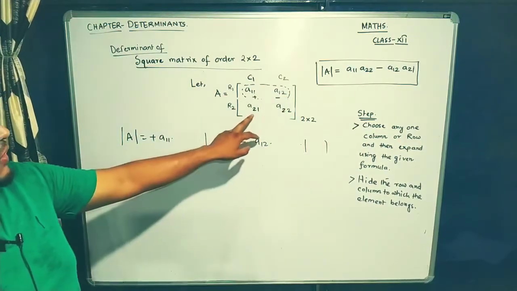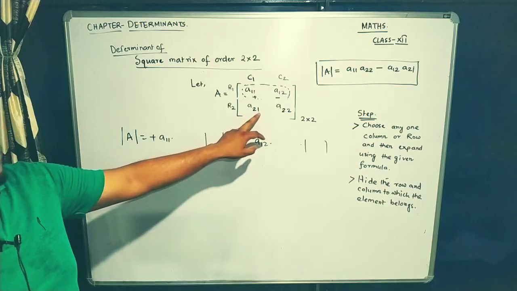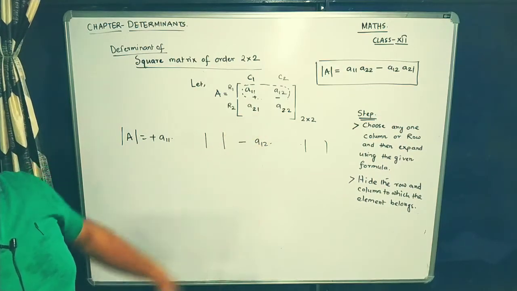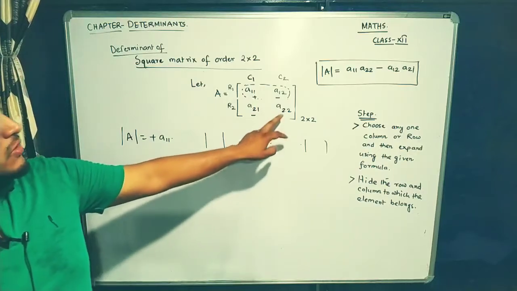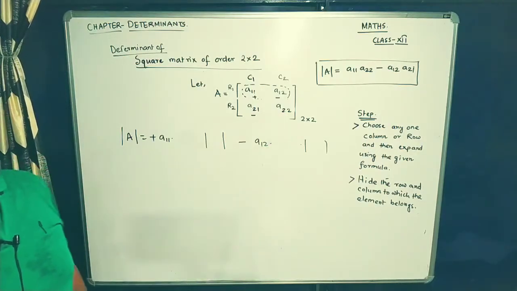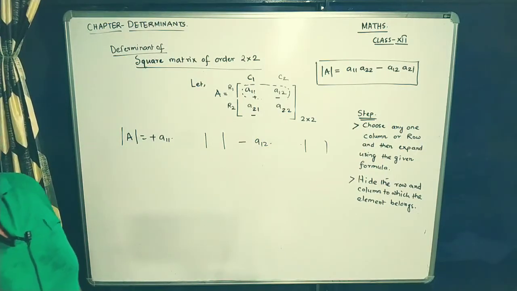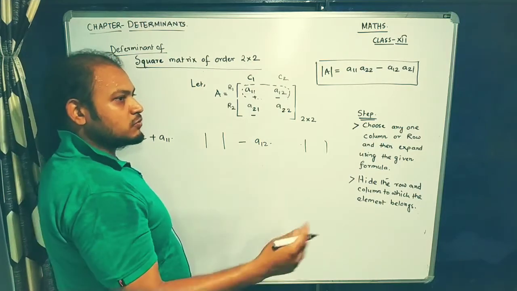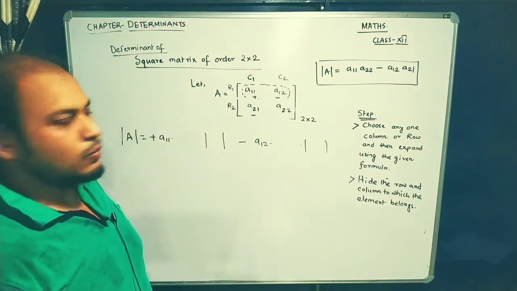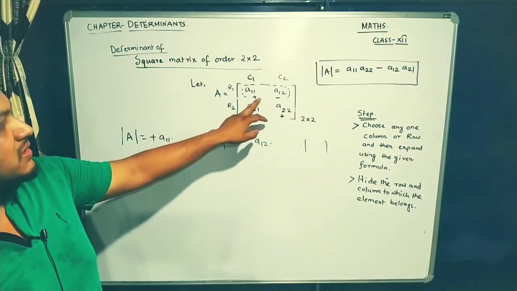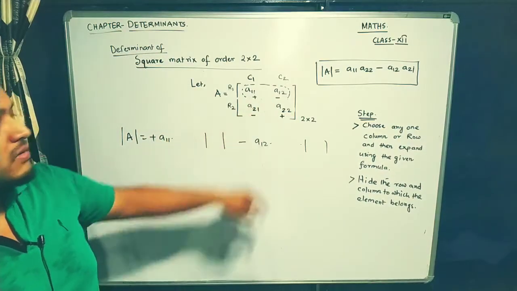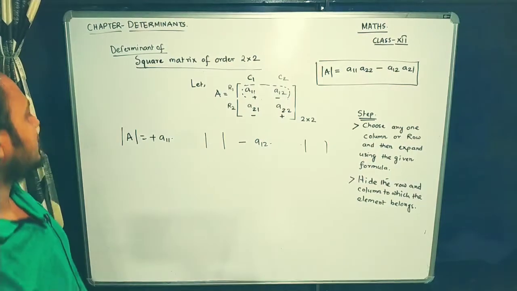In a similar way, what will be the sign here? 2 plus 1 is 3 and -1 to the power 3 is -1, so it will have a minus sign here. And what about this one? 2 plus 2 is 4, and -1 to the power 4 is 1, so it is a plus here. See how the signs are changing: plus, minus, minus, plus. Remember the signs while applying determinants.